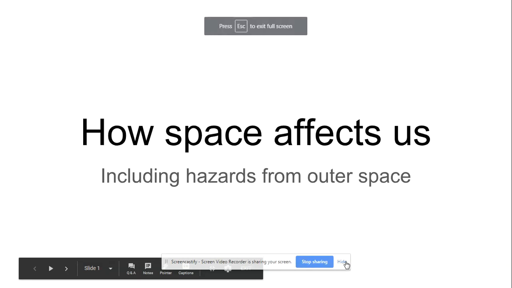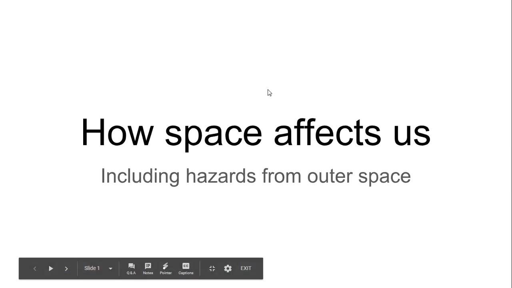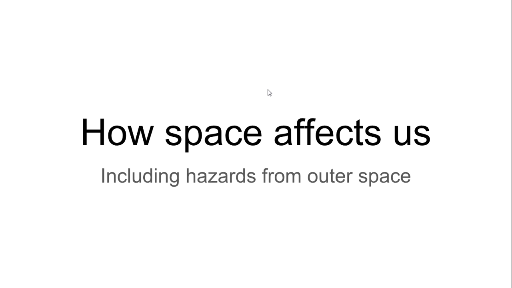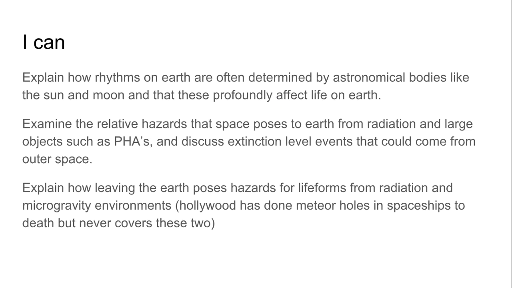We're getting near the summary of the unit. What we're looking at is how does space affect us? We want to look at the rhythms on Earth, how the astronomical bodies have profoundly affected life on Earth, look at the hazards from radiation and large objects such as PHAs, and discuss extinction level events that could come from outer space, and explain how leaving the Earth poses hazards for life forms from radiation and microgravity.